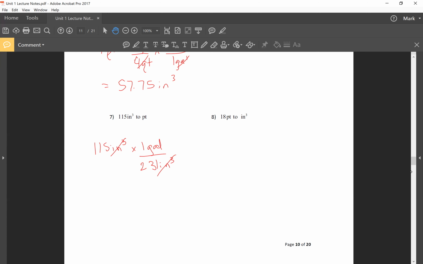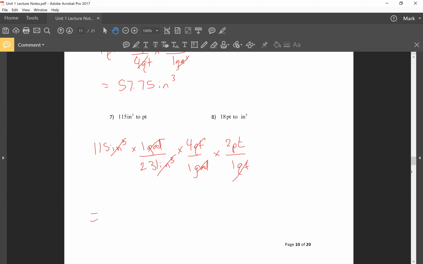So then what I'm going to have to do is change my gallons to quarts. So there's 4 quarts in 1 gallon. Then I'm going to change it to pints. There's 2 pints in 1 quart. That was a long one. Look at that. You do not have to do all of this in one step, by the way. You could do this in multiple steps.